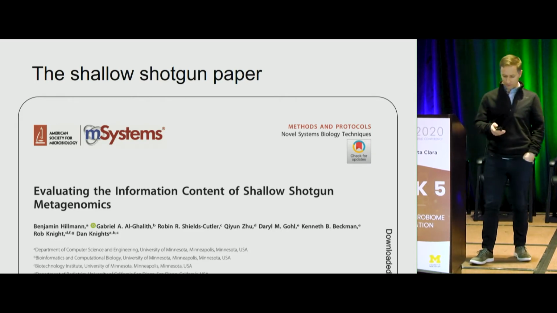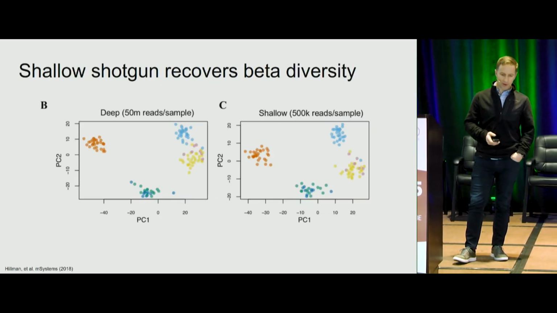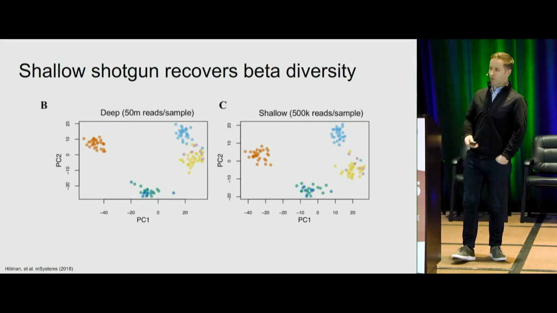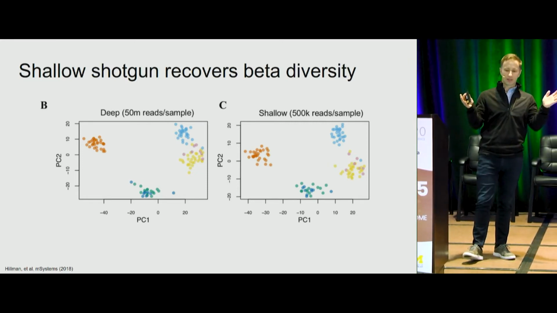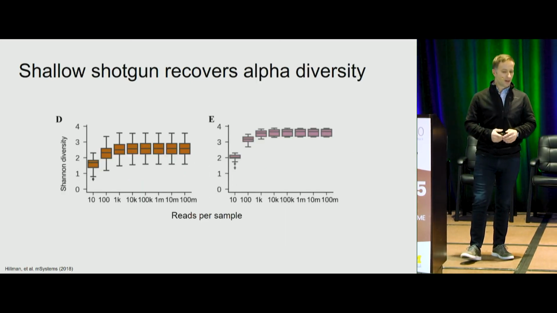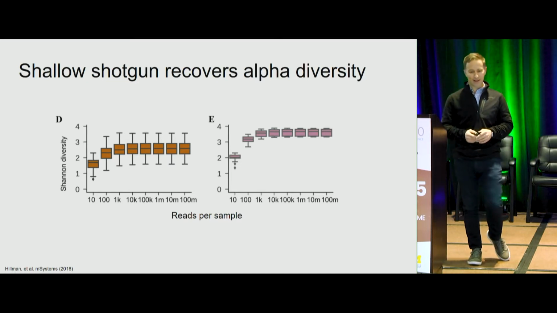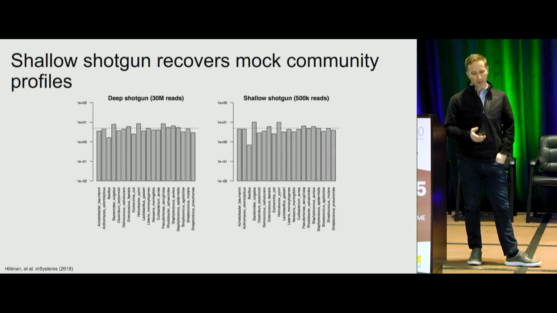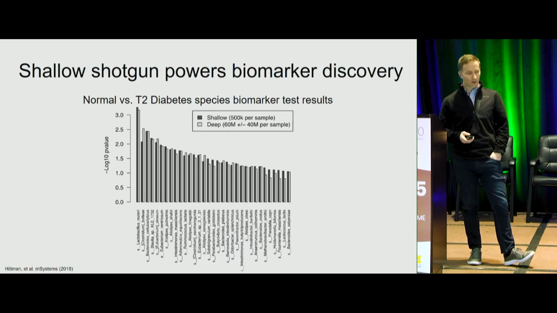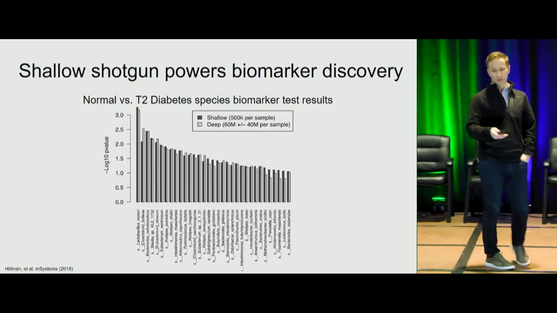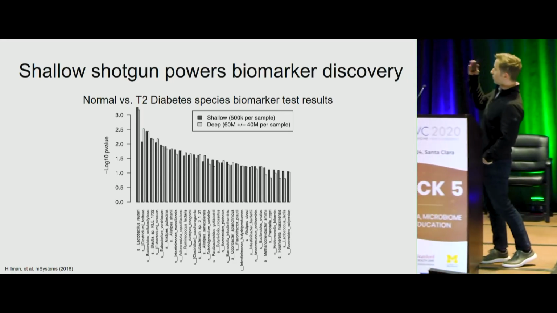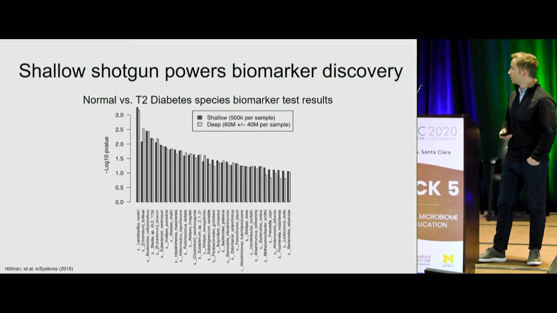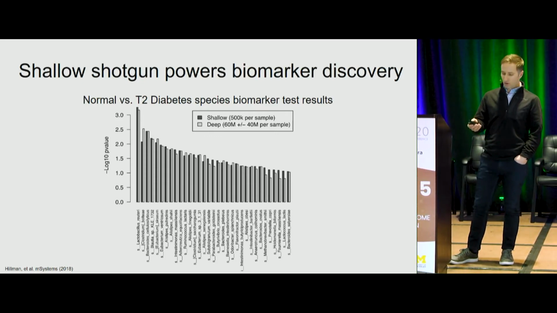And we did some validation of this. Here's the original paper on it, but we can see that you could have very deep data or absurdly shallow data of 500,000 reads, for example, and you capture the exact same signals in beta diversity, differences between communities. Same thing with alpha diversity. Even with as few as 10,000 reads per sample, you can pretty much nail the alpha diversity. These are species profiles of mock communities using deep and shallow sequencing. We can also recover species level biomarkers using shallow sequencing. This is a comparison of the p-values on the significant species between normal and type 2 diabetes subjects using deep and shallow shotgun sequencing. So this was really exciting.